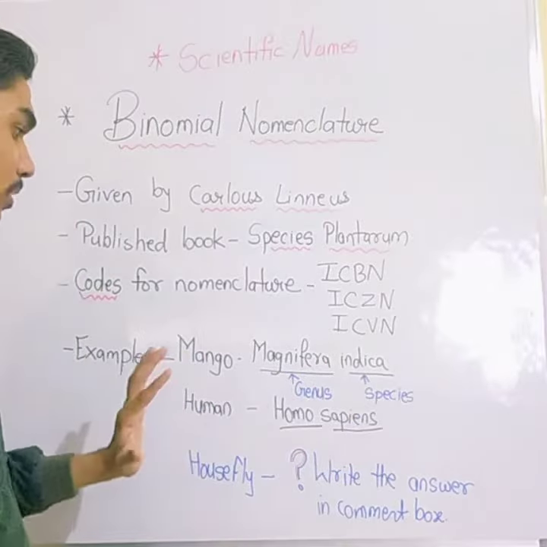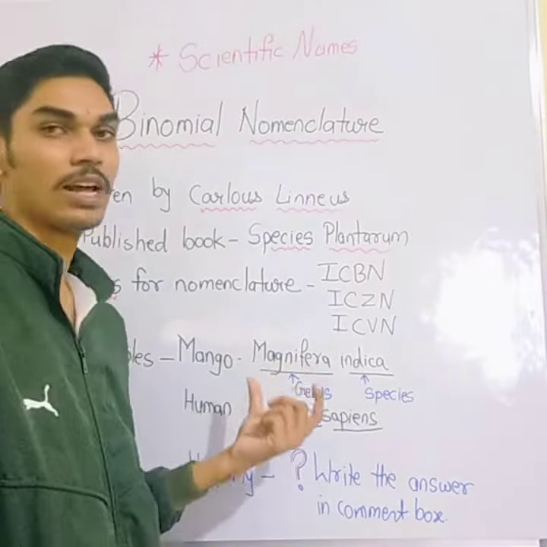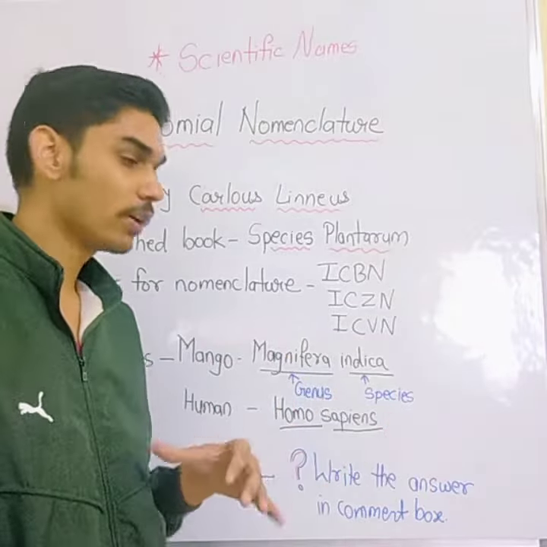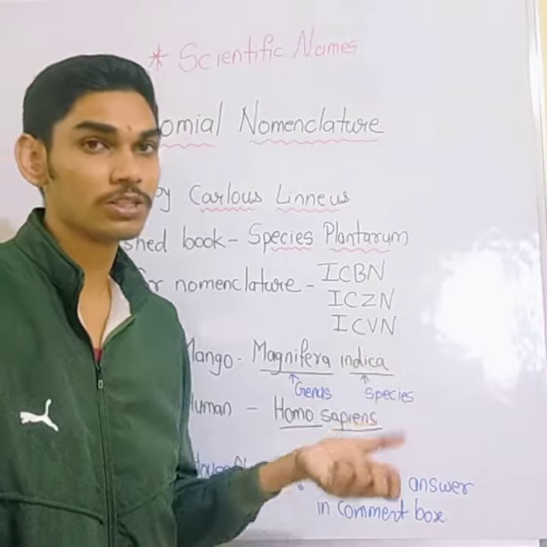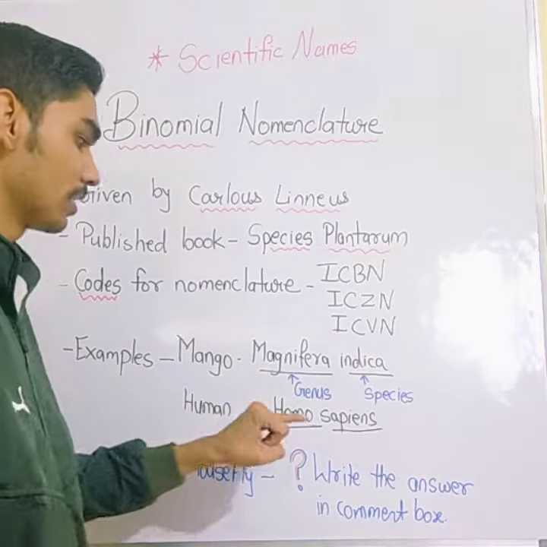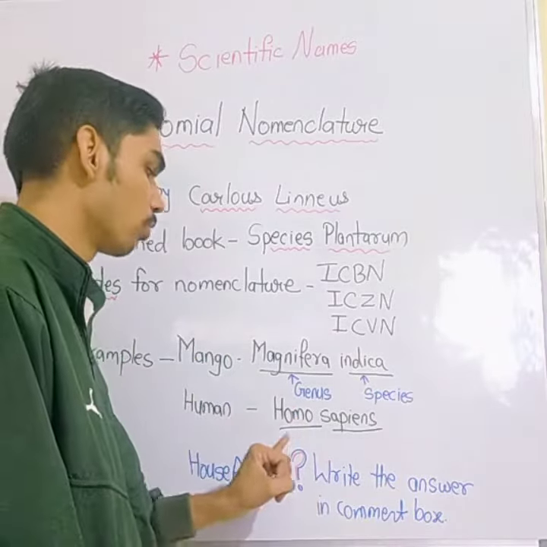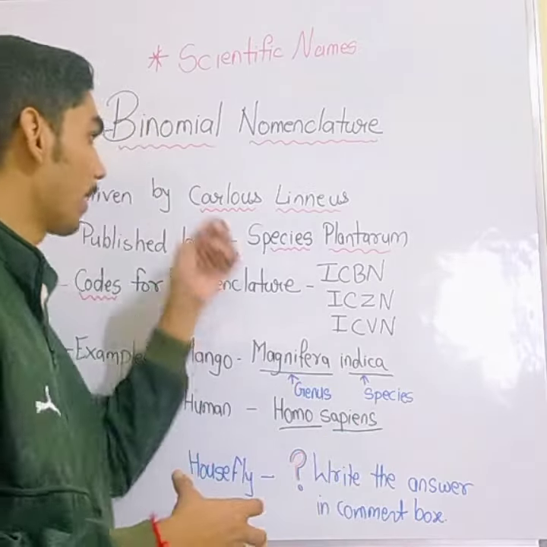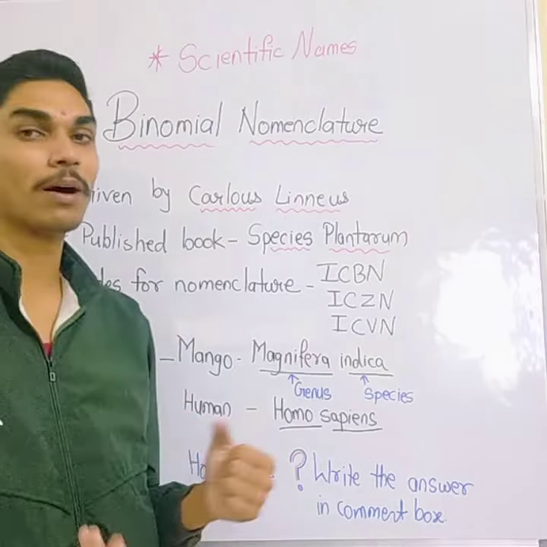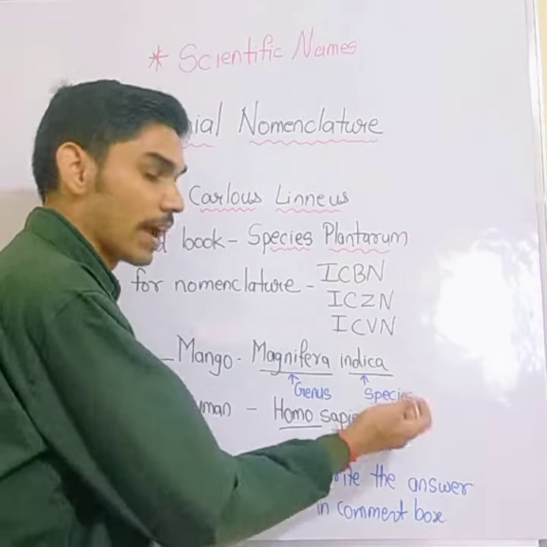Now, what are the examples? Just like the mango is written as Mangifera indica, in which Mangifera indicates the genus and indica represents the species. Similarly, humans, that is Homo sapiens, in which Homo refers to genus, sapiens refers to species. In this way, binomial nomenclature gives an idea about the organism's genus and species.